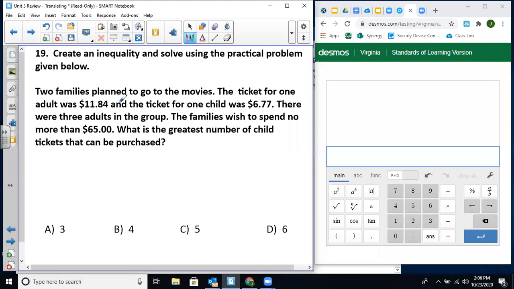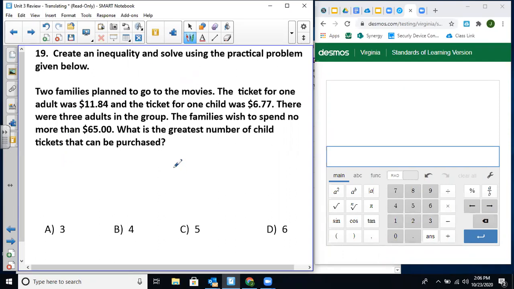All right. This one states create an inequality and solve using the practical problem given below. 2 families plan to go to the movies. The ticket for one adult was $11.84, and the ticket for one child was $6.77. There were 3 adults in the group. The families wished to spend no more than $65. What is the greatest number of child tickets that can be purchased?